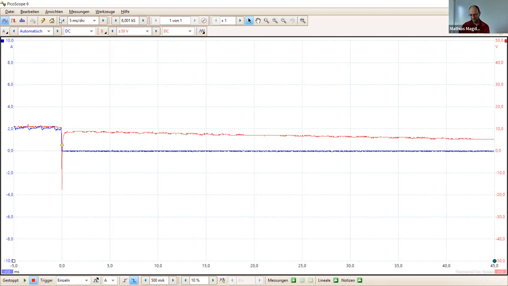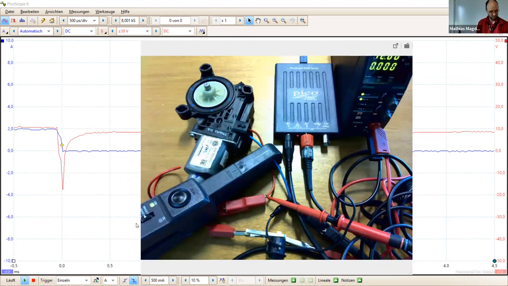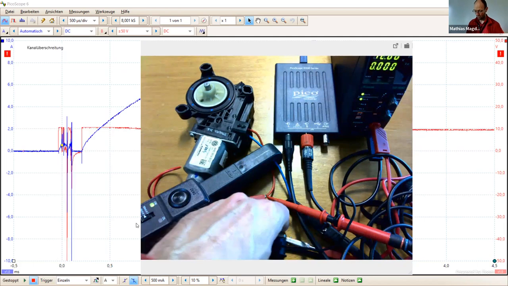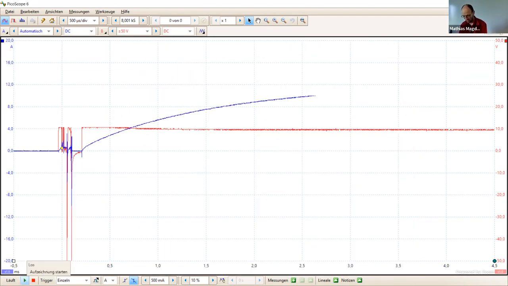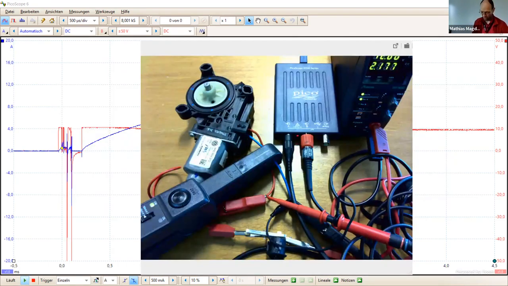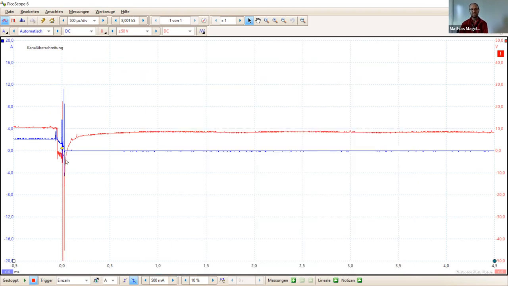Yeah, and if we zoom in further, zoom in more, trigger the experiment once again. Yeah, so switch on. Okay, it will trigger something. This was the switching on process. Now I will once again switch it off. Yeah, and now you can see the more I zoom in, the more interesting this behavior gets.